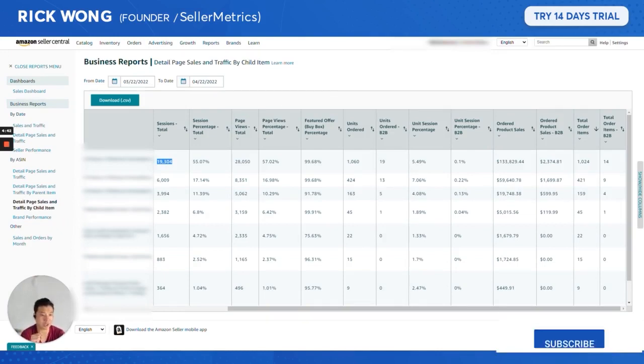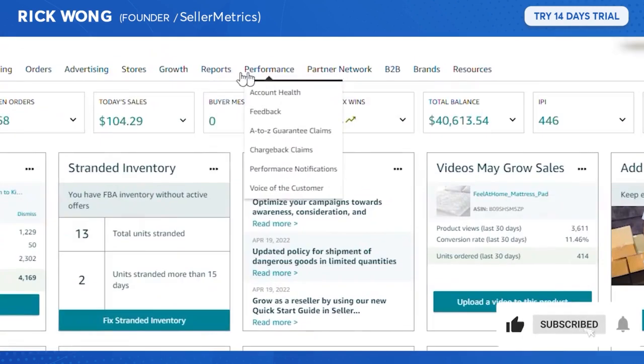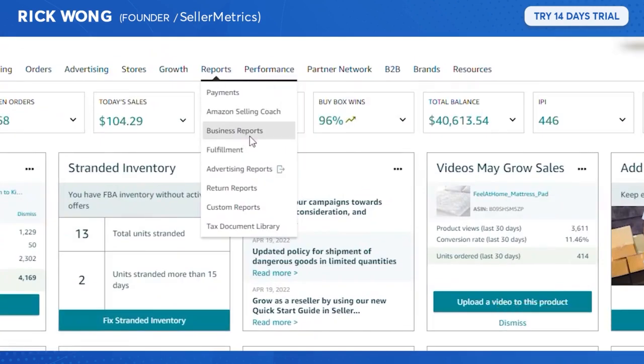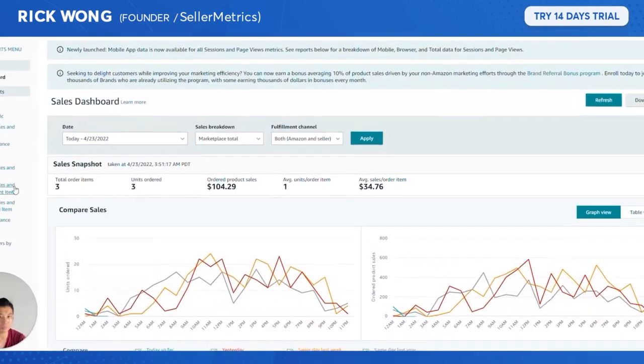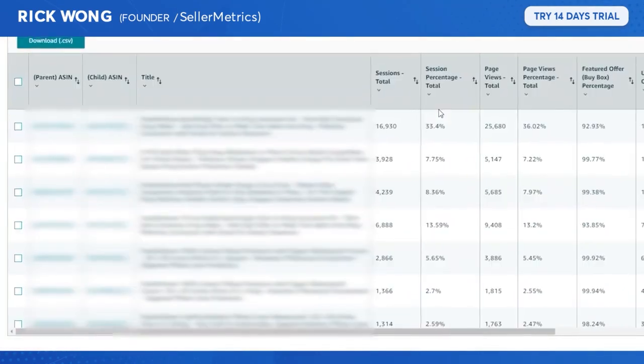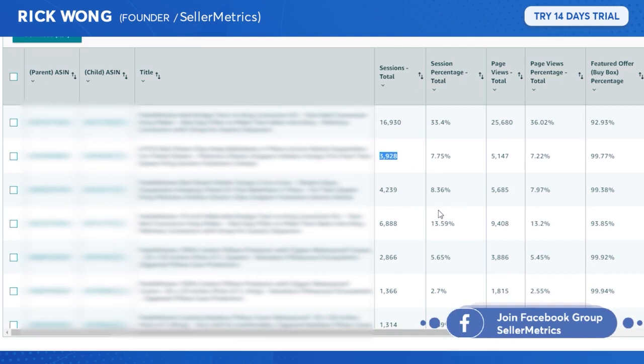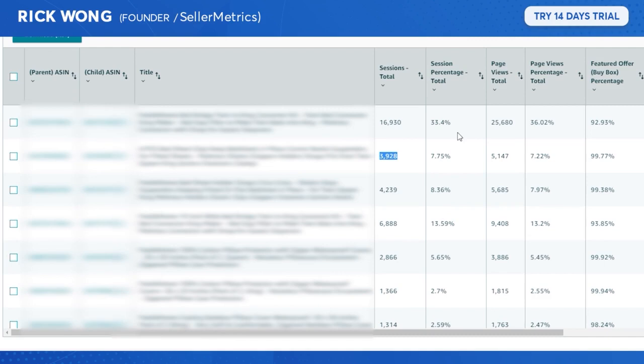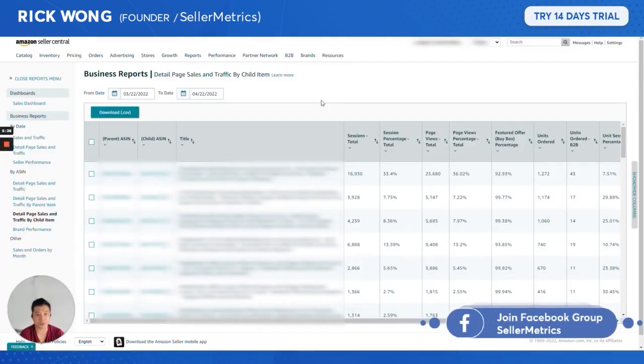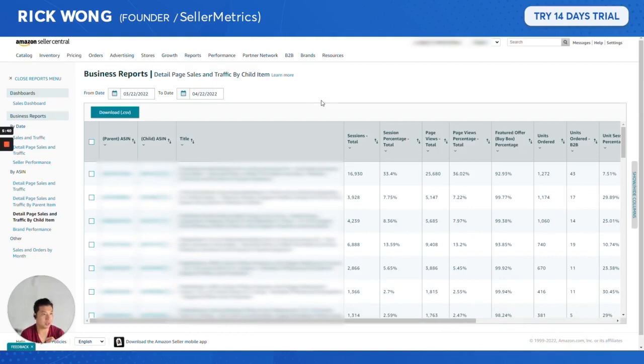Versus, let's just say I go to an account where the average order value is much lower. In this case, the difference between your page views and your sessions will be relatively lower. So the higher your average order value, the more the page views and sessions will diverge. So that's a story you could pick up on. Yeah, so that is the difference between sessions and page views.